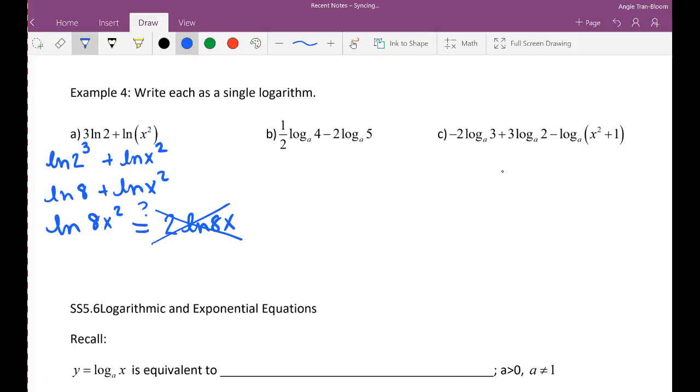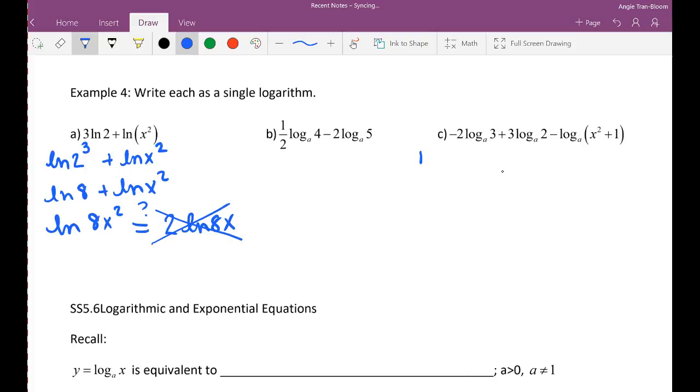Okay. Letter B and C, which one's scarier? C, let's do C together. Then I'll leave B on your own. C says -2 times log base A of 3. Add it to 3 times log base A of 2. Subtract log base A of the quantity x squared plus 1. I see a lot of multiplication in log. Those all will become what? Multiplication in log becomes what? No, -2 times log. What do those become? Exponents. Let's rewrite all the exponents, okay?